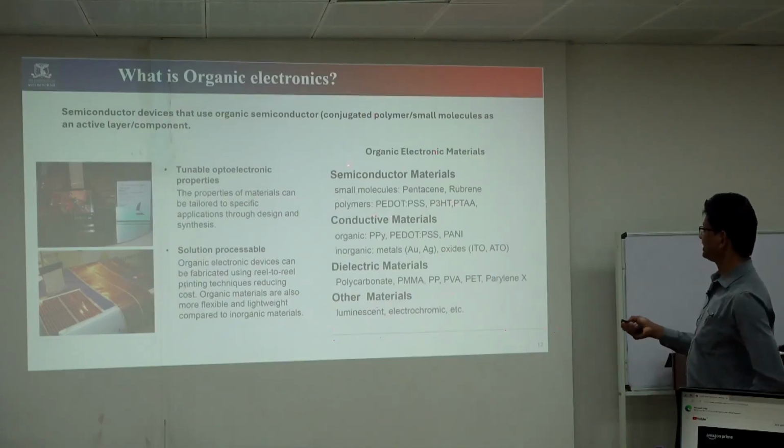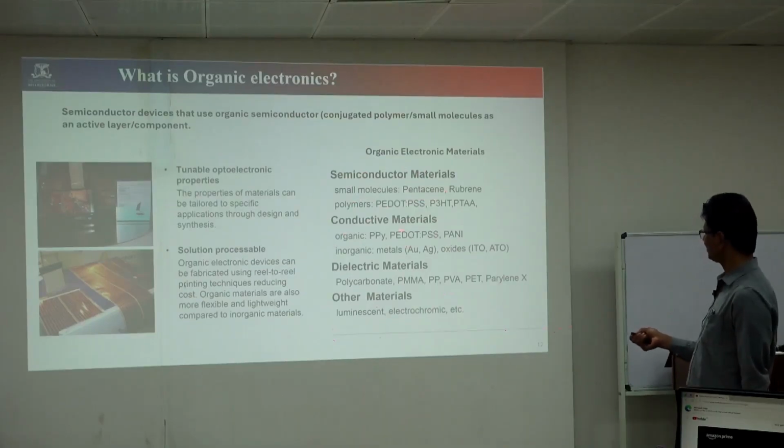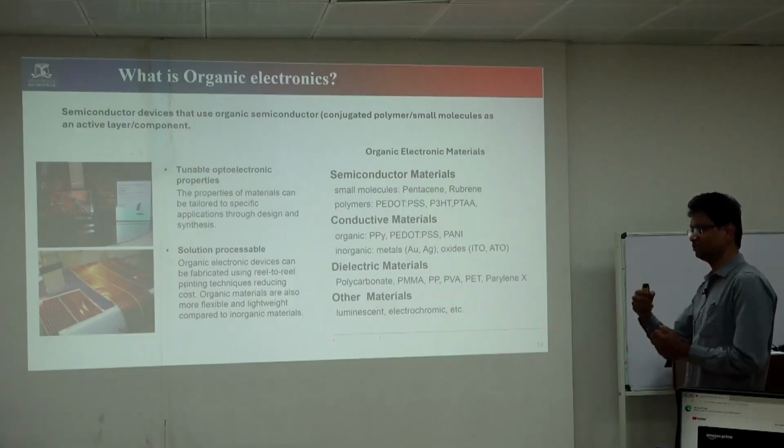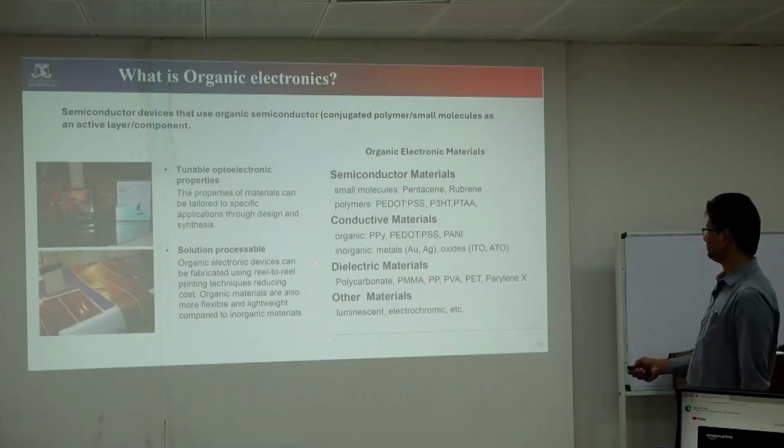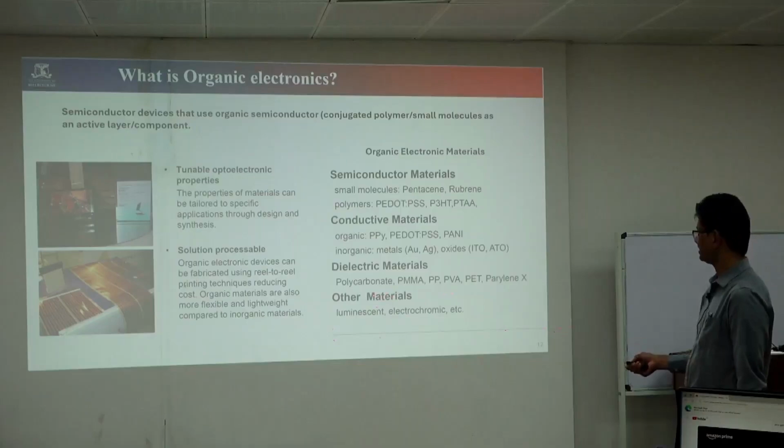Then the materials can be semiconducting materials, such as small molecules like pentacene. Also there are conductive materials like PEDOT:PSS and polyaniline. These can all be used as electrodes to extract the charges. Some of the dielectric materials are PMMA. This dielectric is used for a field effect transistor. We need an insulator between the gate conductor and the source and drain, the dielectric. Also this can be a luminescent concentrator and electrochromic devices. And electrochromic is another advantage.